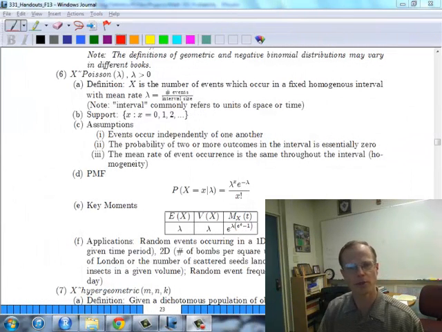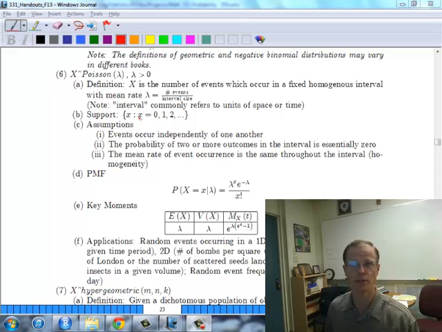For the next probability distribution, I'd like to do the Poisson distribution. So we have the notes here, and I have the basic definition. X is the number of events which occur in a fixed homogeneous interval with mean rate lambda equals number of events divided by interval size. That's the definition, and it's a good one.